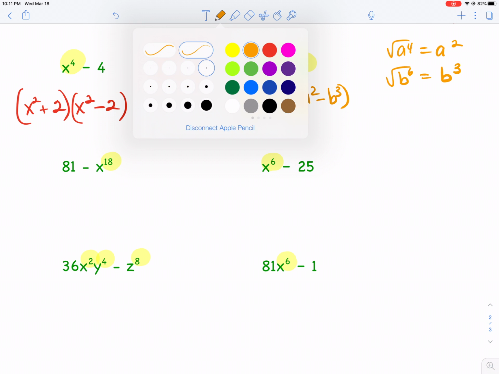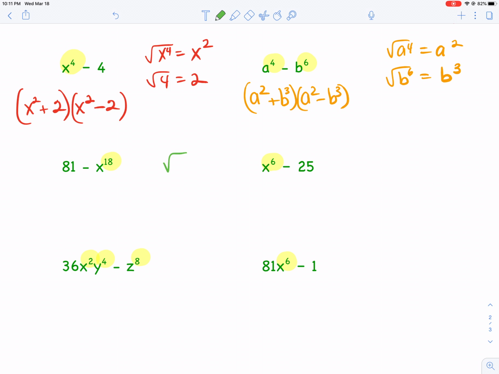Next example. The square root of 81 is 9. The square root of x to the 18th, the base stays the same, half of 18 is 9. So I set up my two binomial factors. 9 goes first in each parenthesis. Plus x to the 9th and minus x to the 9th goes second.